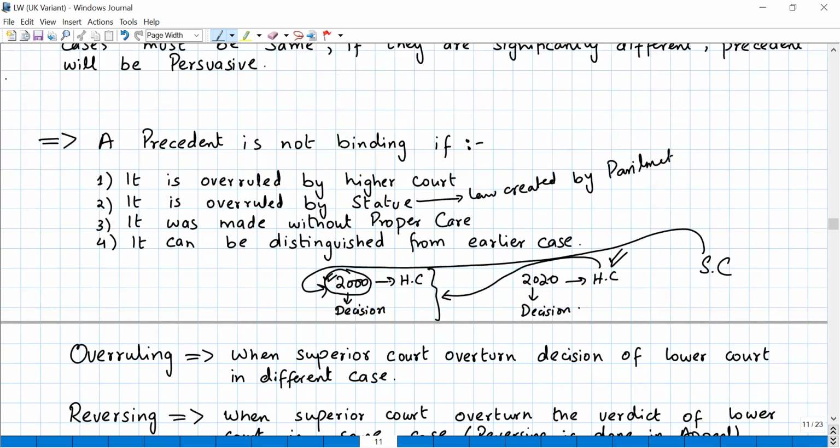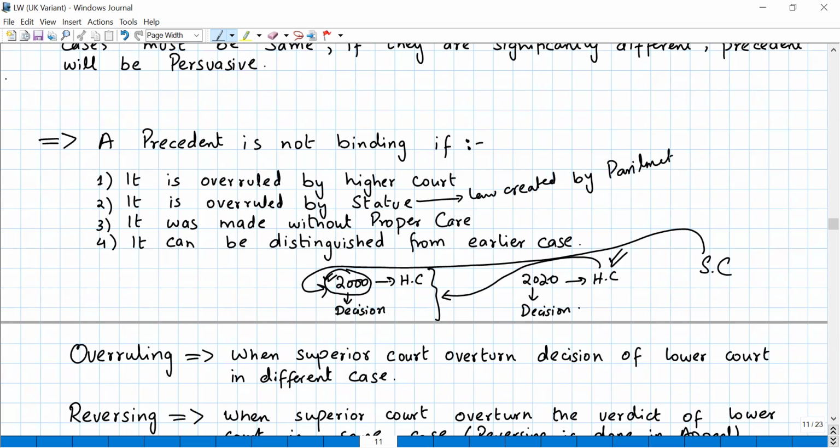A precedent is not binding if it is overruled by a higher court. We just talked about that. If it is overruled by statute, very important, the law that is created by the Parliament, it has more importance than the judicial precedent. The law created by the Parliament, known as statute, we will talk about that shortly, has more significance, more importance than the precedent.